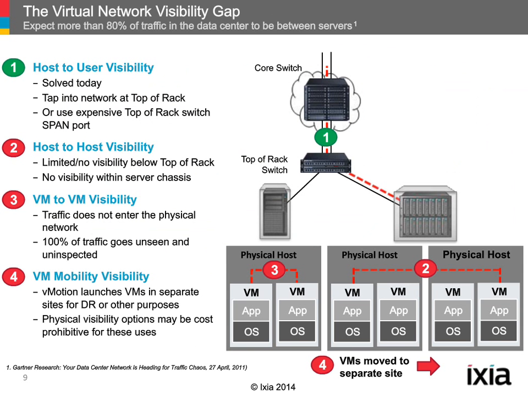In the case of point 2, there is limited visibility within the server chassis. In case number 3, the traffic passes between VMs within the same physical host. And in case number 4, when VMs are moved, any access to the VM that might have been established is typically lost. Points 2 through 4 are what we mean when we talk about the opportunity for blind spots to exist. Traditional monitoring tools, like I said, just don't give you the access to this data.